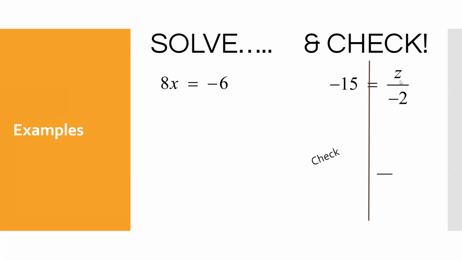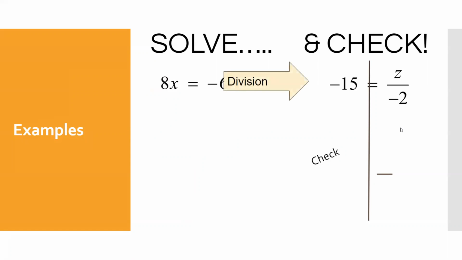So I see my variable on the right side now. Our goal is to get that variable z by itself. The thing that's preventing it is that negative 2. So I know that I have to get rid of that negative 2 by moving it over to the other side. I'm asking myself what's happening between z and negative 2.